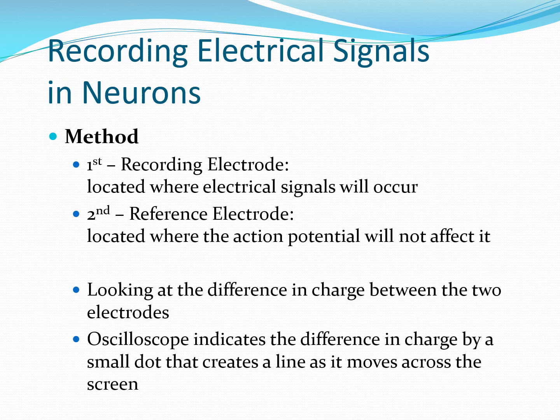And we use something called an oscilloscope, which indicates this difference in charge by a small dot on the screen. And that moves across the screen across time. So it creates this line as it's moving in time. Let's see the picture.